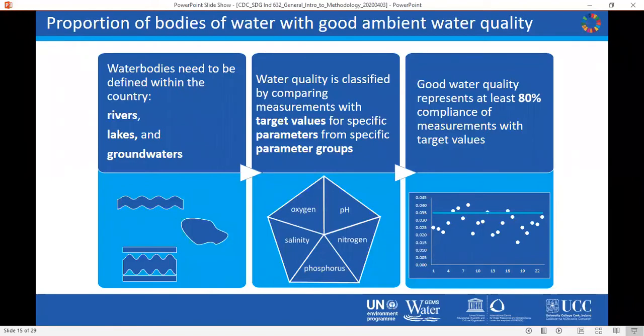And the approach that is used is that good water quality represents at least 80% compliance of measurements with target values. So for each water body, for each of these core parameters, there are set numerical target values, and the measured values are compared to these targets. And if you have an 80% compliance, so if 80% or more of your measured values meet your targets, that water body is simply classified as good. If it doesn't, it's classified as not good. So there's a binary classification process used.